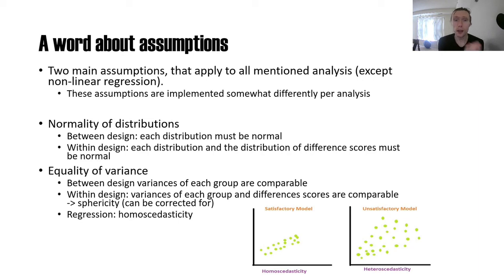However, if you have a within design, where you have the same participants coming back for different tests before an intervention or after an intervention, which would be in your dependent samples t-test or your repeated measures ANOVA, then each of those distributions has to be normally distributed, but also the distribution of the difference scores. Because remember, for the dependent samples t-test, we calculated difference scores. And the distribution of those difference scores has to be normal as well, on top of the distributions of each of the two conditions separately.